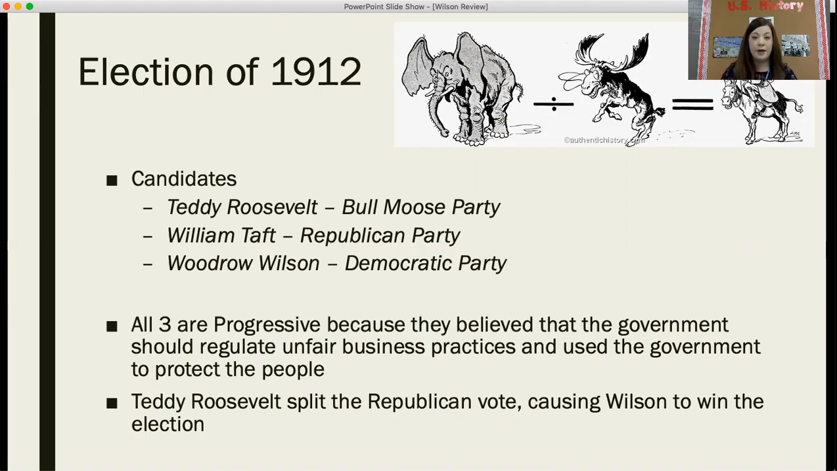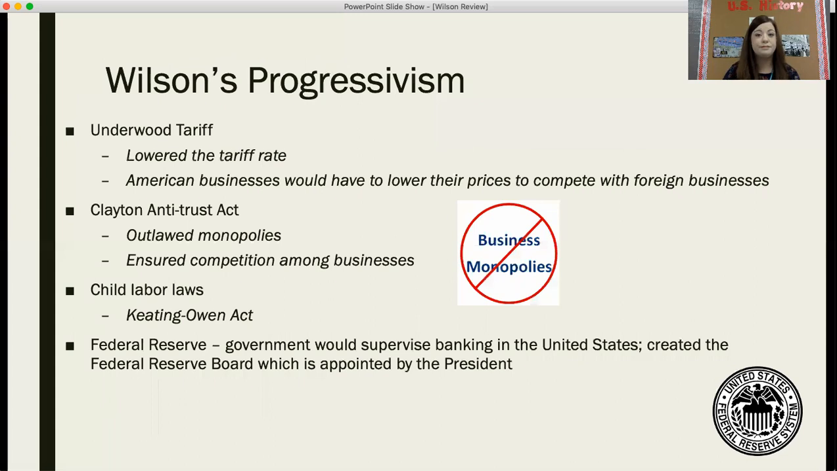Now, remember what's so big about this election? All three men running, they are all three progressive. So they're all three wanting to move us forward, fix a lot of the problems from the Gilded Age. They really want to use the government to protect the people and use the government to regulate businesses. So remember in this election, the results, Teddy Roosevelt is going to split the Republican vote. And because of this, Woodrow Wilson and the Democratic Party will have success, and Wilson becomes the next president.